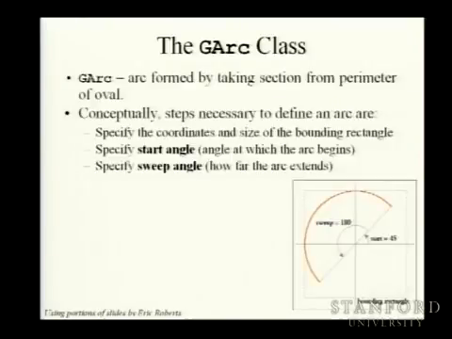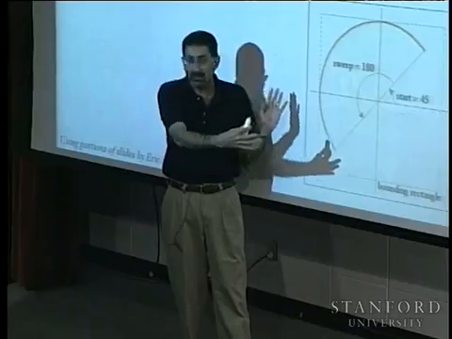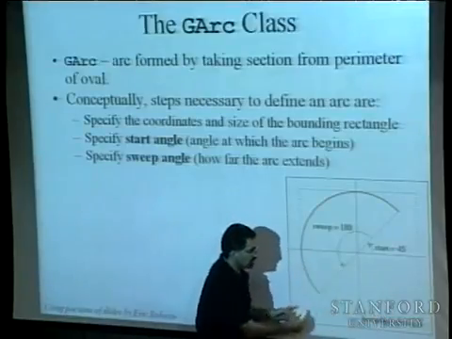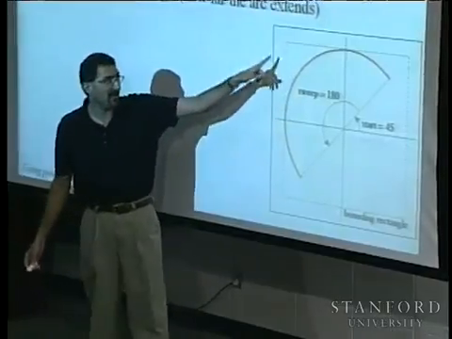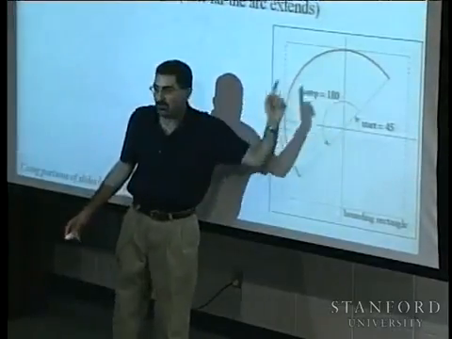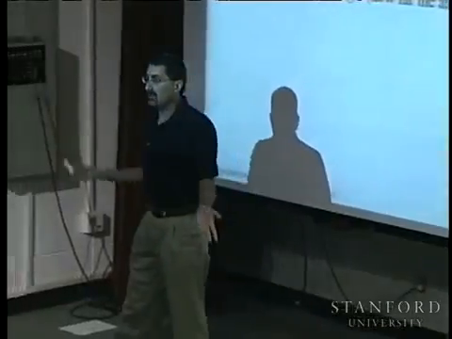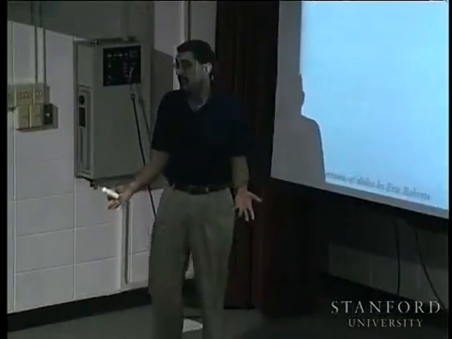A GOval sits inside some rectangle, and that's what tells you what the dimensions of the oval are. Here I've drawn it as a circle. So here's the bounding rectangle, and it's got some upper left-hand XY location. We have a width and a height. That's what's going to define what the oval is going to look like.